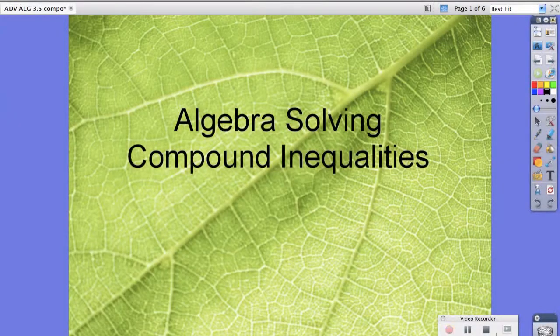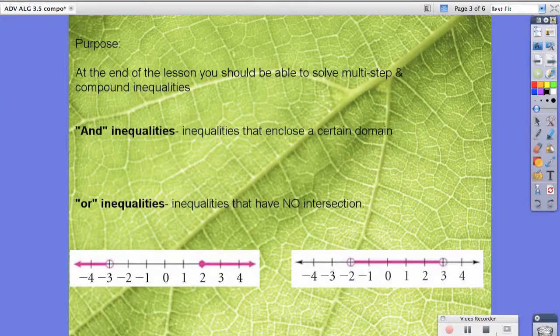Students, today we're going to talk about solving compound inequalities in your algebra class. So to start, I want to make sure you know that at the end of this lesson you should be able to solve multi-step and compound inequalities. Before we start, we need to go over two major types of inequalities. One is typically called an AND inequality, and the other is called an OR inequality.